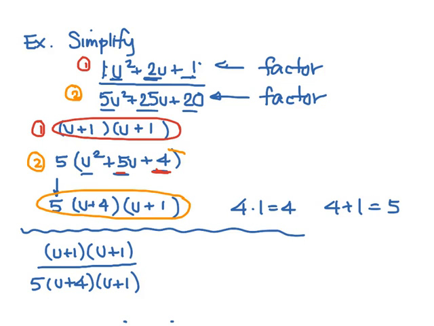Now if I want to simplify, what I'm looking for are common factors in the numerator and the denominator. So I see I have a u plus 1 up here and a u plus 1 down there, so that cancels. And then I don't have anything else. So my simplest form now is simply u plus 1 over 5 times u plus 4.